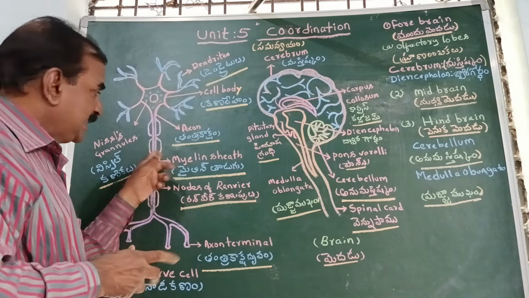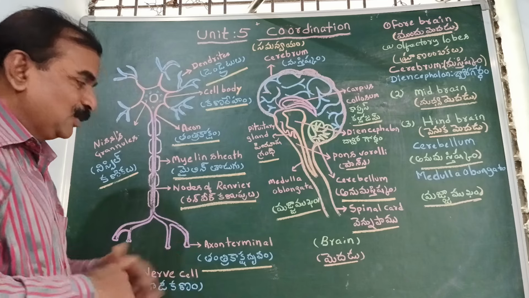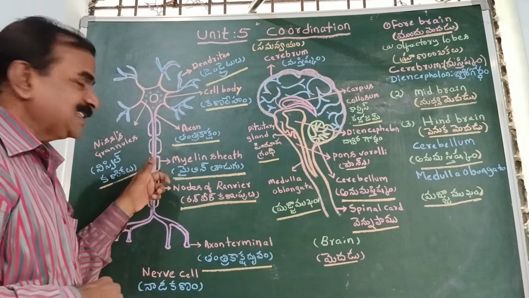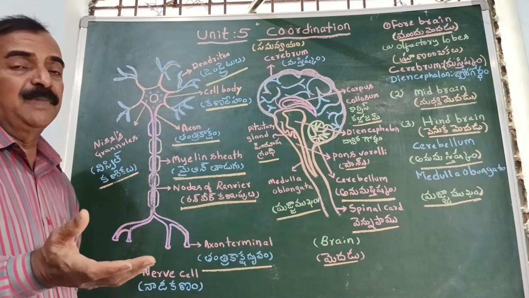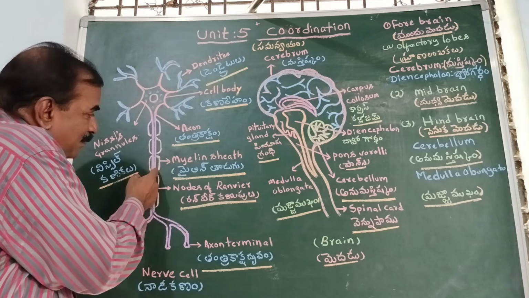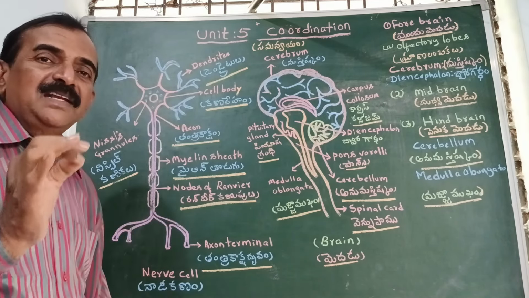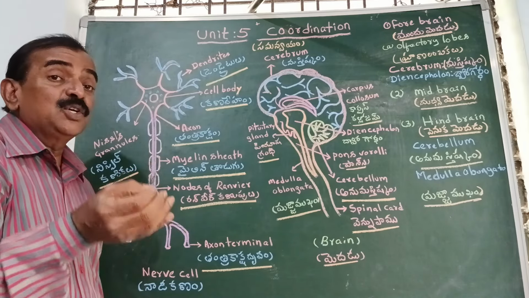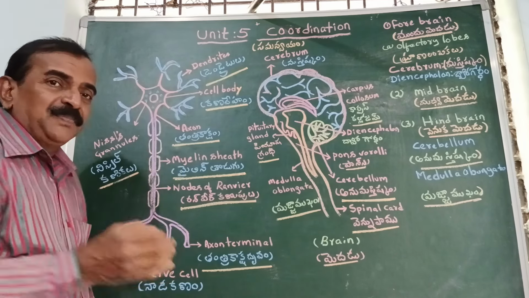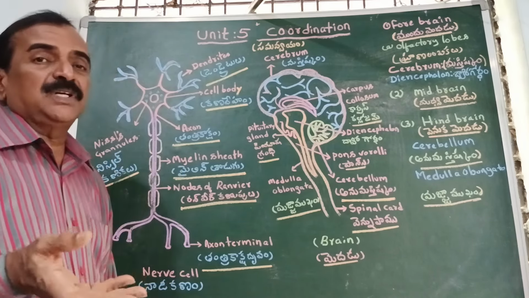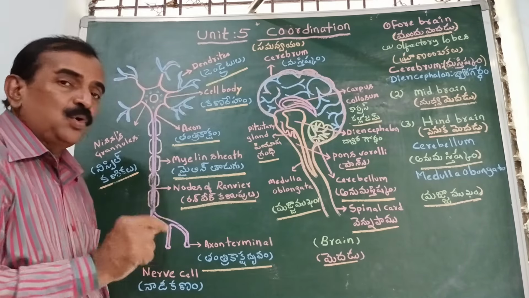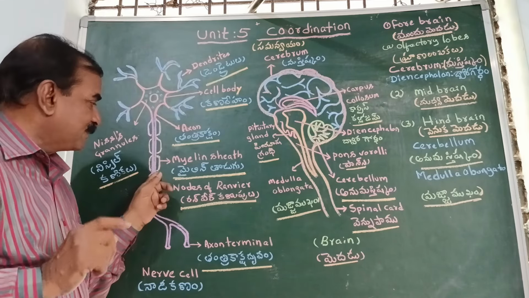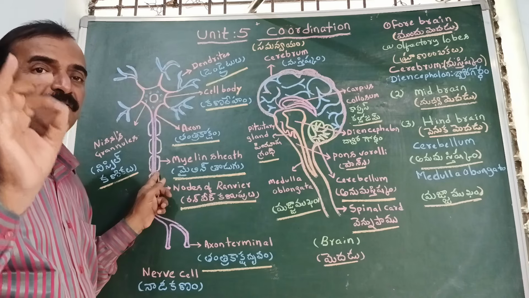Axons are long, and the axon terminates into axon terminals, which are connected to the body organ. The axon is covered by the myelin sheath. The myelin sheath is mainly composed of fat substance and Schwann cells. The myelin sheath is not continuous and has some gaps, and these gaps are called nodes of Ranvier.